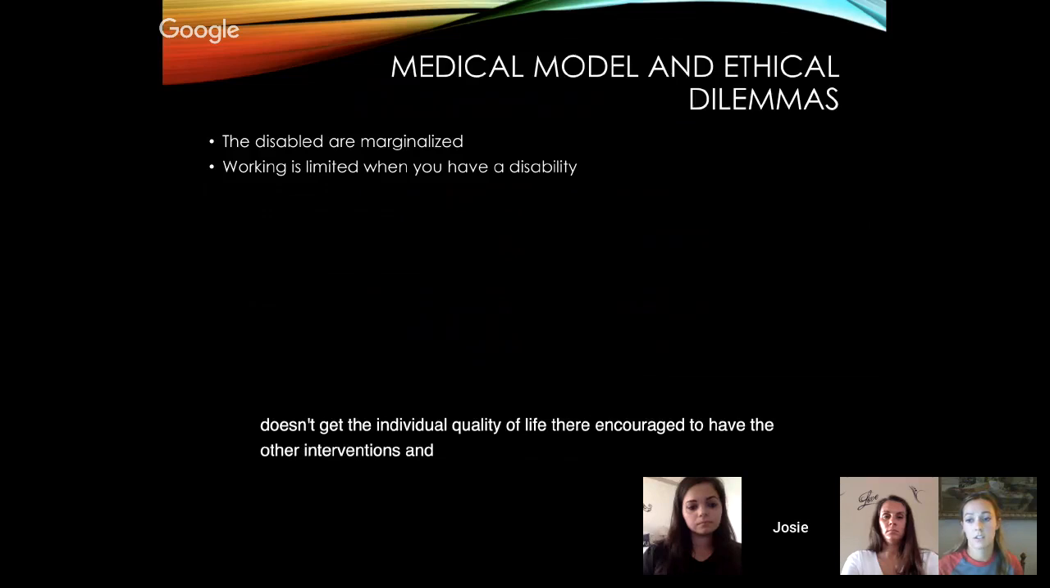The medical model's way of treating illness and abnormality through medication doesn't give the individual the quality of life they're encouraged to have via other interventions and treatments. Other treatments try to integrate an individual with a disability into society to function as a member of the society, rather than just treating the disability with medication to normalize them.